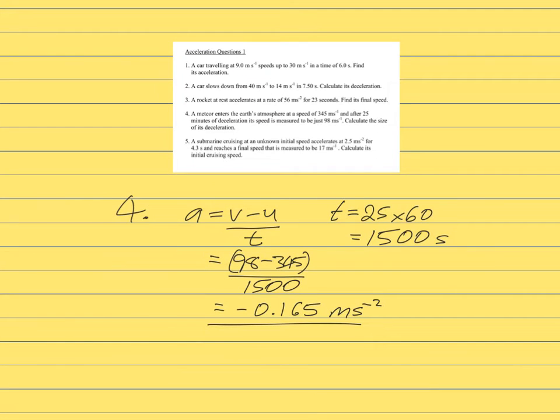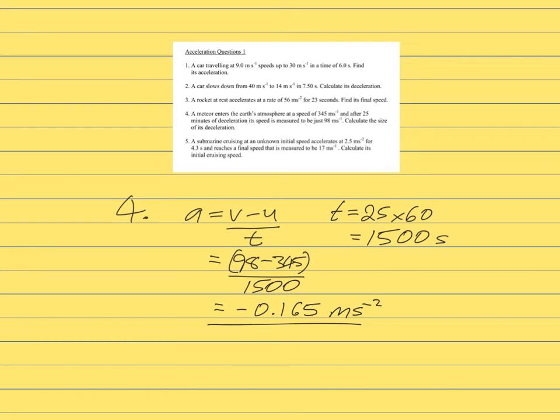Okay, number 4, you're told about a meteor entering the atmosphere and it slows down to 98 meters per second after 25 minutes. First thing to do, of course, is to change the minutes into seconds. So that's the time calculation over here. 25 times 60 gives you 1500 seconds.